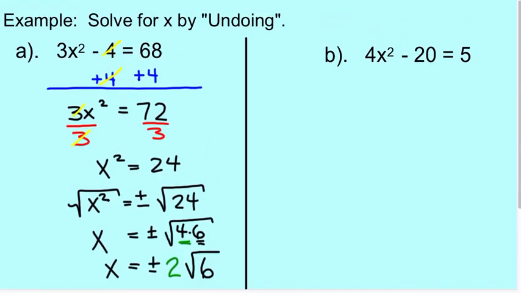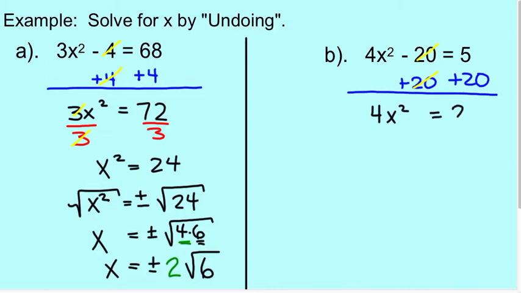Second example, we want to isolate the x squared term, so we're going to add 20 to both sides. Then negative 20 and 20 cancel. So we're left with 4x squared equals 5 plus 20 is 25. Then we're going to divide both sides by 4 to isolate the x squared term.